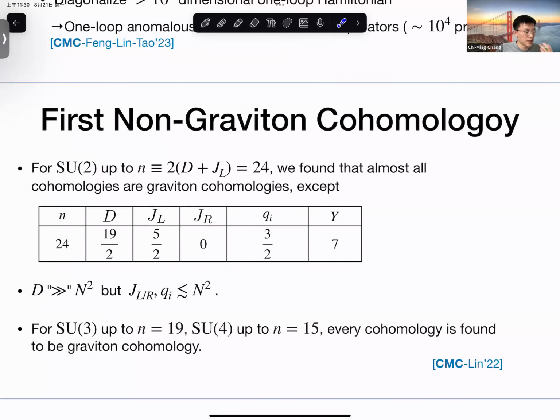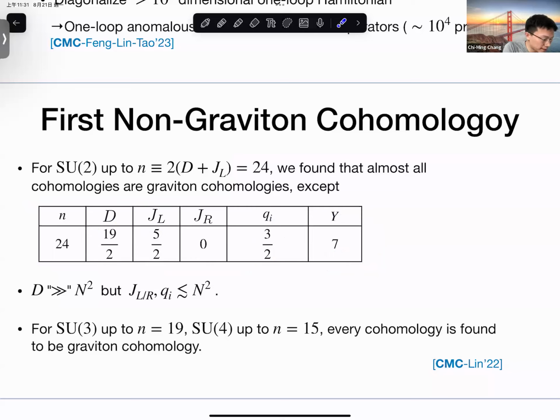Okay. So we mainly focus on this for SU(2). We can grade the charges by considering different values of this particular combination, 2 times D plus J left. This combination we call level. We basically go up to level 24, and we found that almost all the cohomologies are graviton cohomologies, except one cohomology class with these particular charges: level 24, dimension 19/2, angular momentum 5, and R charges 3/2, and this formula consists of 7 psi.